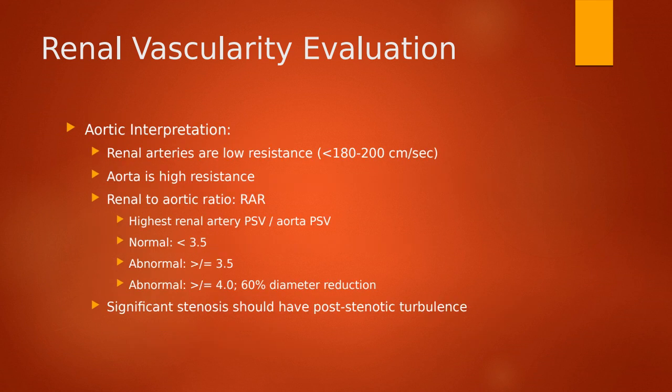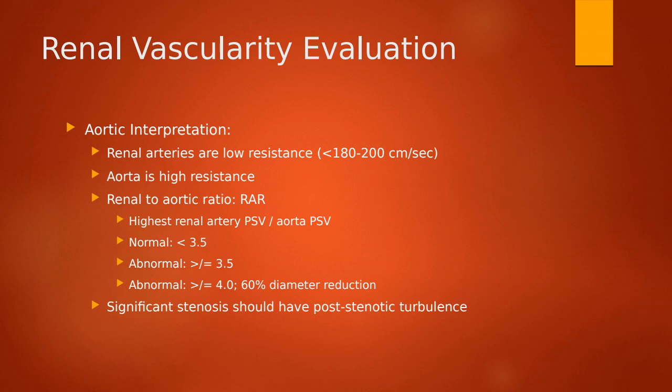So some places you'll see that they try to go into the arcuate arteries, so a little bit closer to that cortex of the kidney. Basically, as far into that cortex as you can accurately see is where we should be evaluating. So how do we interpret what we're seeing with this?